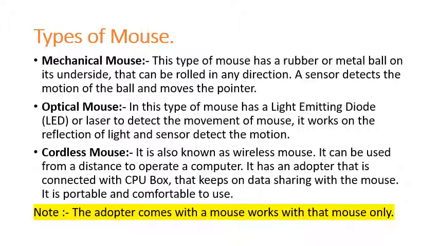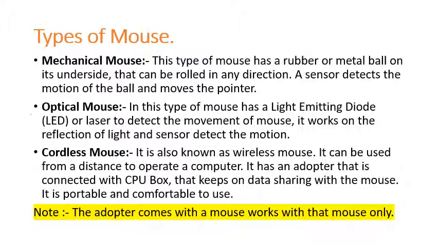Types of mouse. There are basically three types of mouse. The first one is mechanical mouse. This type of mouse has a rubber or metal ball on its underside that can be rolled in any direction. A sensor detects the motion of the ball and moves the pointer. Now this type of mouse is very less in use.